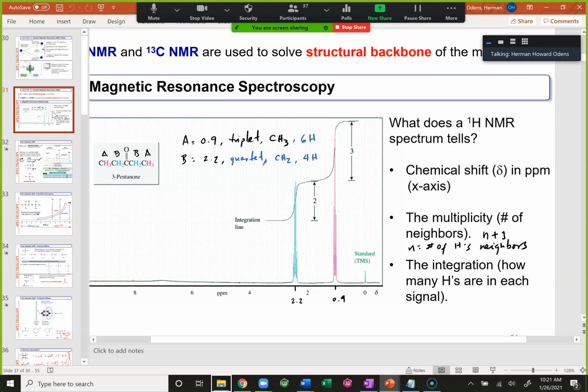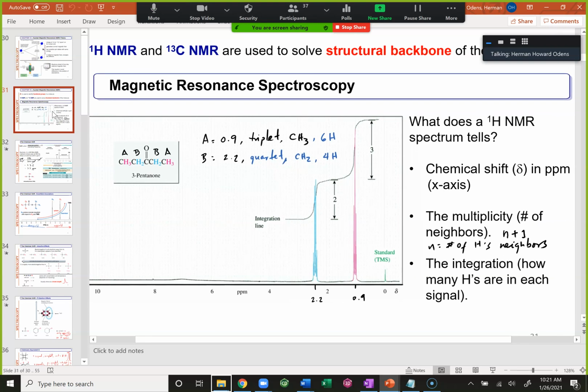So for this particular case, we have a ratio of 2 to 3. But in reality, that ratio is 4 to 6, right? Mathematically, the Fourier transformation program of the NMR will give you the simplified ratio. In this case, the simplified ratio is 2 to 3.